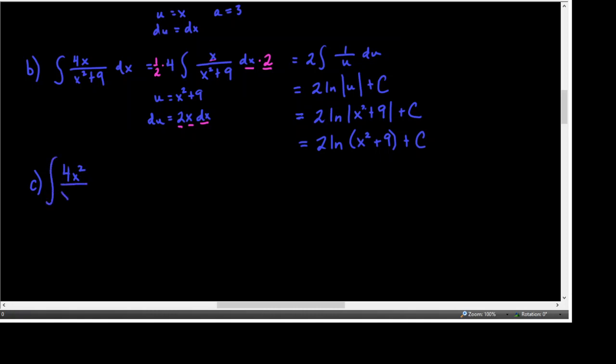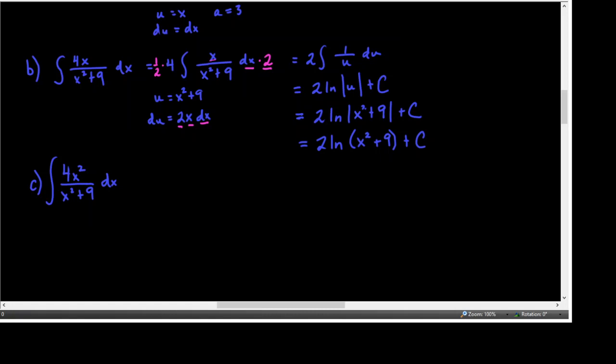Okay, c. Now we have 4x squared over x squared plus 9 dx. And the procedure here, for any rational function where the degree of the numerator, here it's 2, and the degree of the denominator, here it's 2, are the same, or if the degree in the numerator is greater than the degree of the denominator. So, like if I had 4x cubed over x squared plus 9, or 4x to the 17th over x squared plus 9, if that power of x in the numerator is greater than or equal to the power of the denominator, the way you do this type of problem is you rewrite the integrand by division.